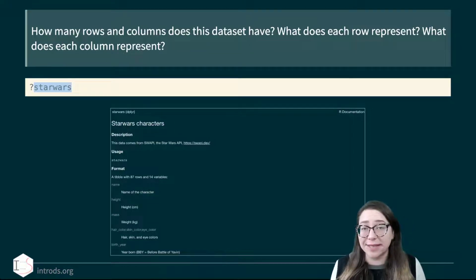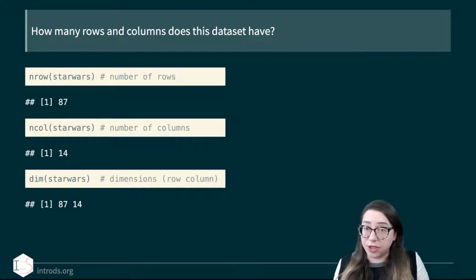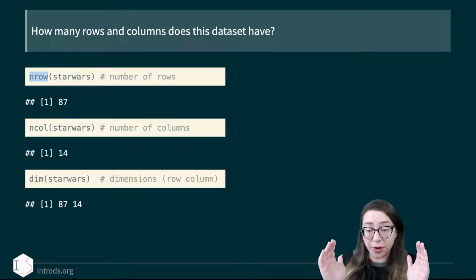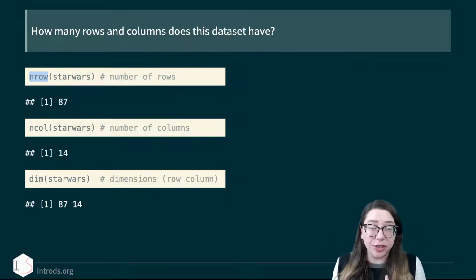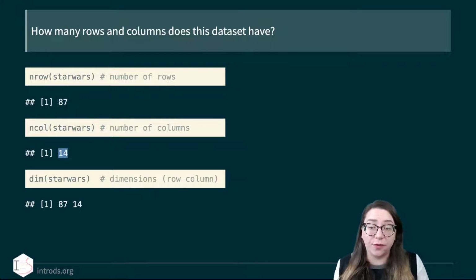Other ways of accessing this information is more programmatically. We've seen the nrow function before for getting the number of rows in a data frame. So it's the name of the function and then in parentheses what we want to apply that function to. So that's nrow(starwars), which is 87, the number of rows. Another similar function is ncol, which will report to us the number of columns, which is 14.